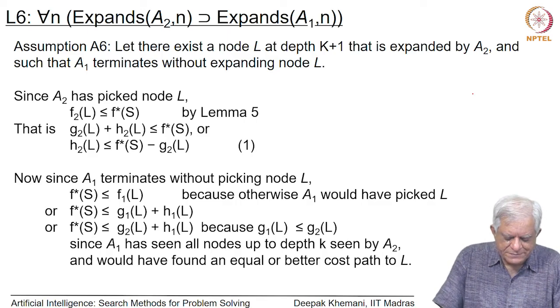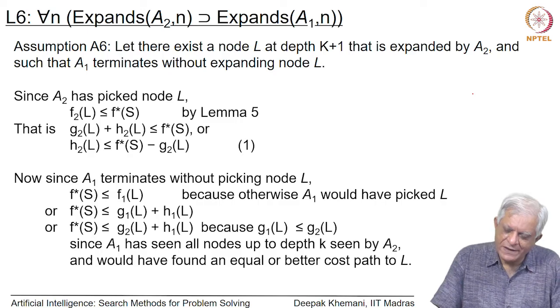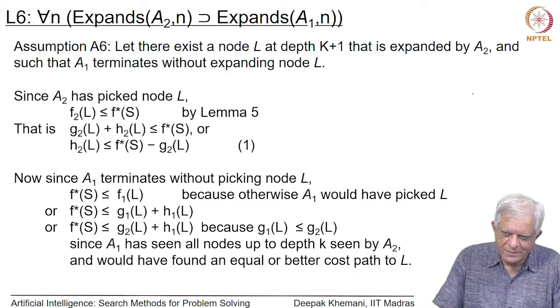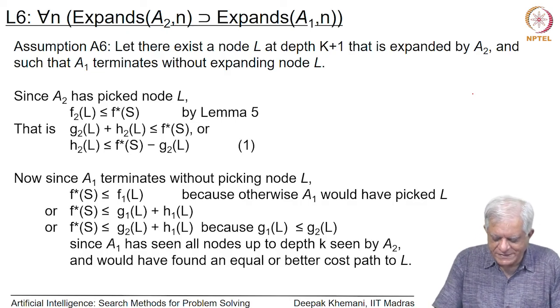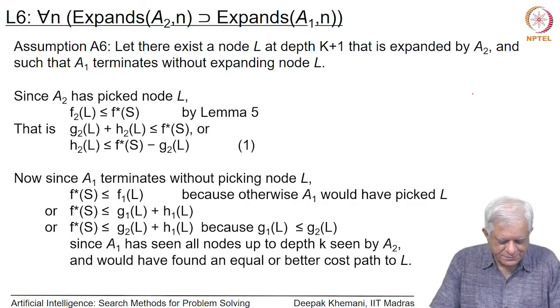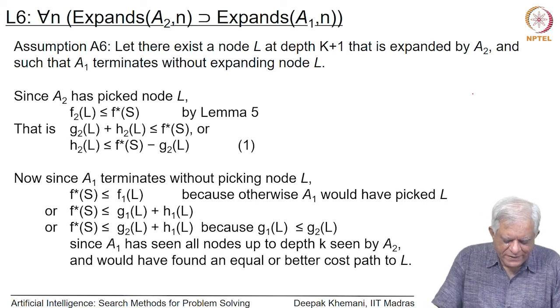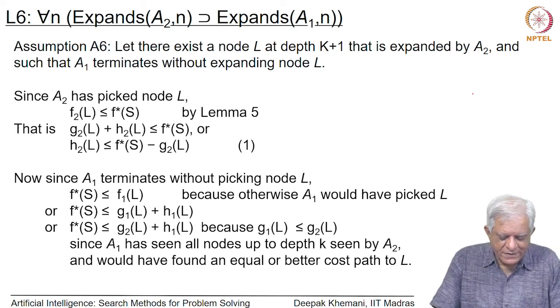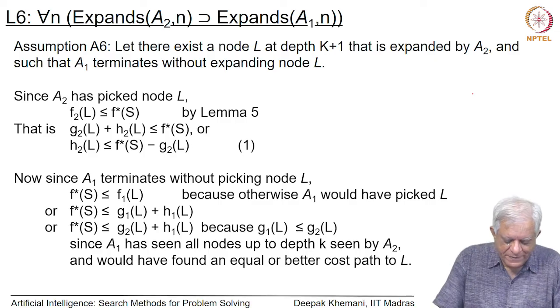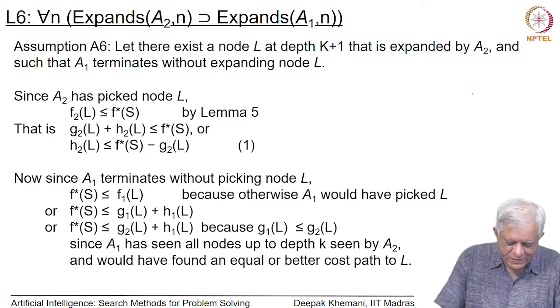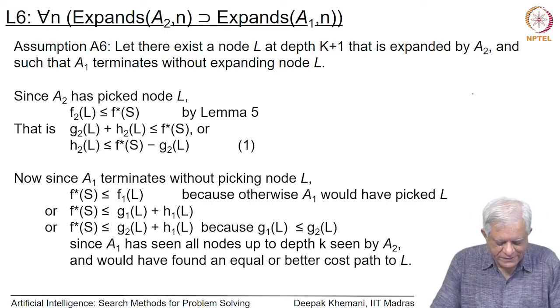In other words, because it has terminated without picking node L, the f value of that node can only be greater than or equal to the optimal value. It cannot be less than the optimal value. It could be equal in some cases. So, again we express this in a different form: we replace f1 of L by G1 of L plus H1 of L, which is by definition.